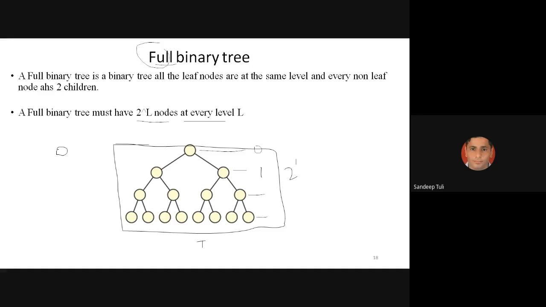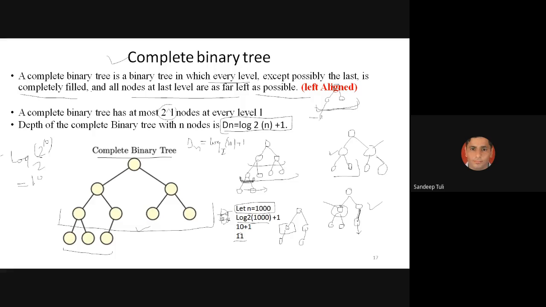Sir, a single node is a complete binary tree. Definitely, because it is left aligned as far as possible. But is it not following all the properties of the complete binary tree? Is it not following the properties of the complete binary tree?